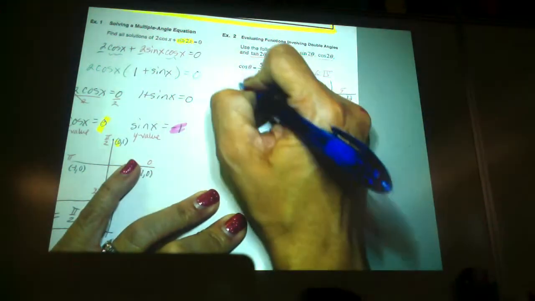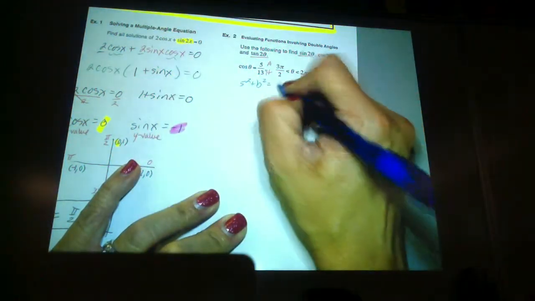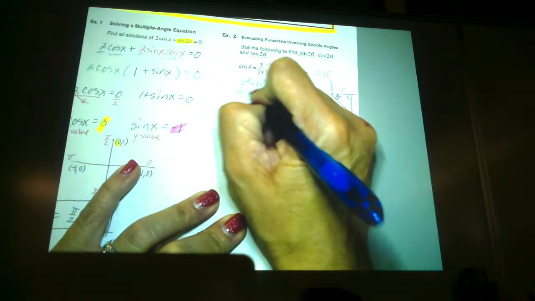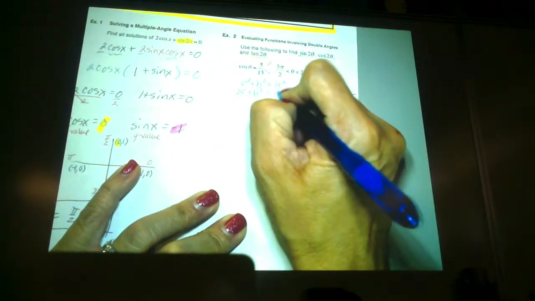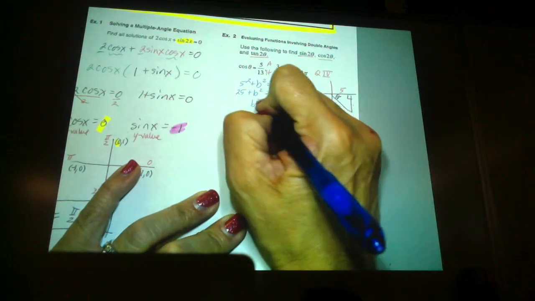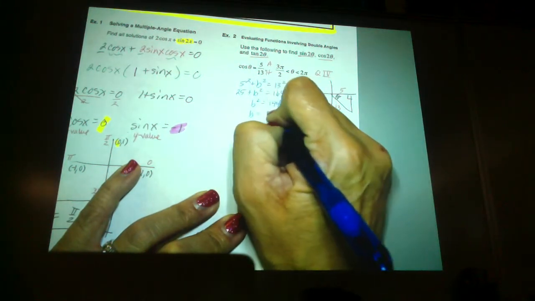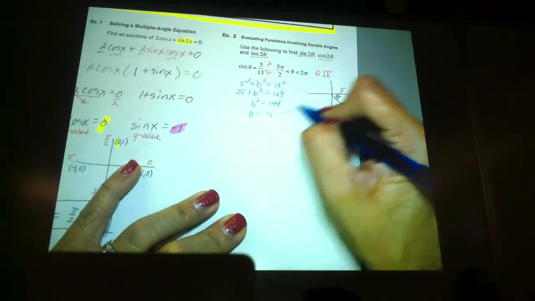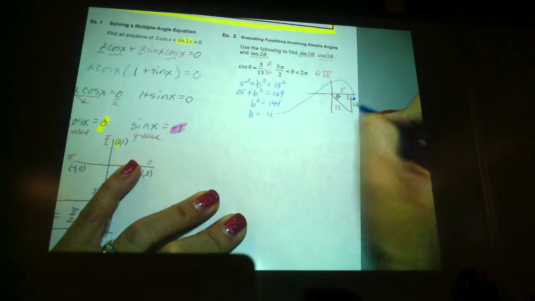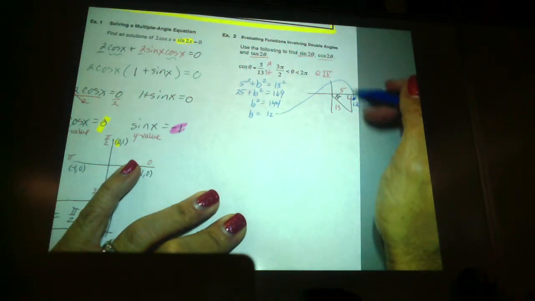So we've got 5 squared plus b squared. The hypotenuse is 13 squared. So 25 plus b squared equals 169. Subtract the 25. B squared equals 144. Take the square root. B is equal to 12. So that 12 goes here, but it's not really 12, is it? Fourth quadrant, isn't that a -12?